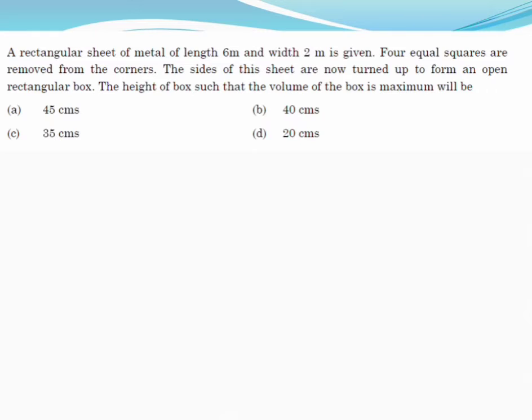The first question says that a rectangular sheet of metal of length 6 meter and width 2 meter is given. 4 equal squares are removed from the corners. The sides of this sheet are now turned up to form an open rectangular box. The height of the box such that the volume of the box is maximum will be. So here we need to calculate the volume of the particular box.